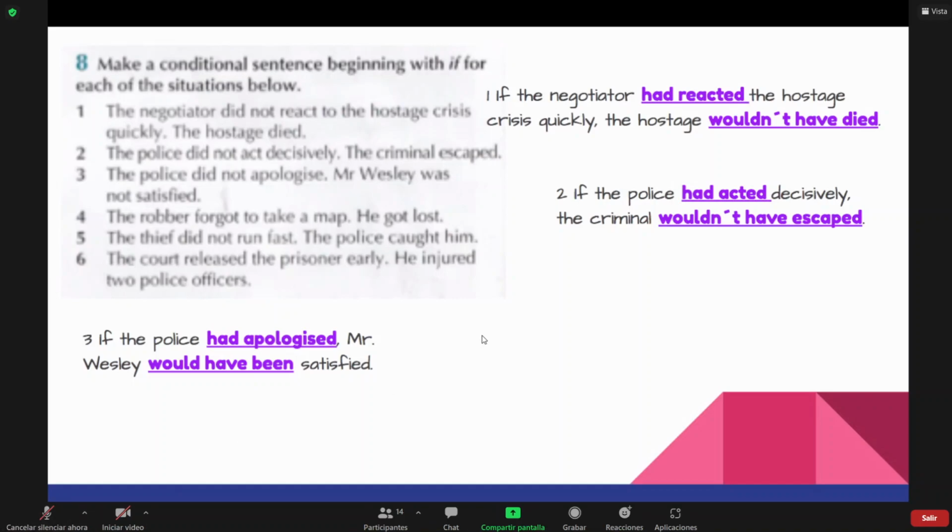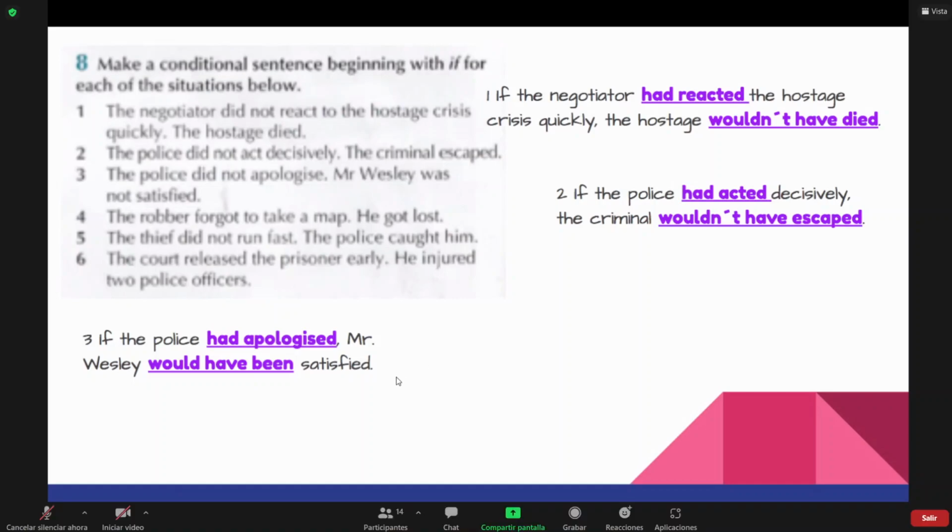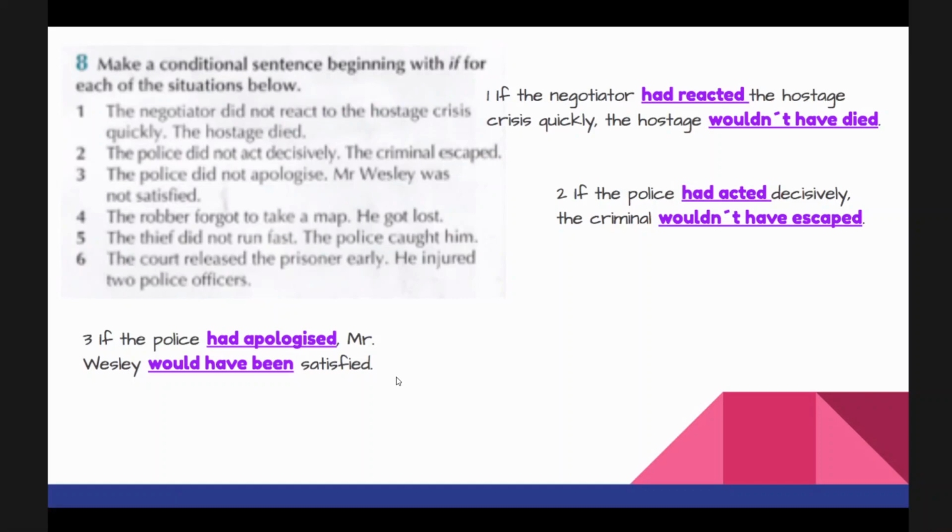Yes, teacher. If the robber had not forgotten to take a map, he wouldn't have got lost. Would have lost. Again. Okay. If the robber hadn't forgot to take a map, he would have got lost.